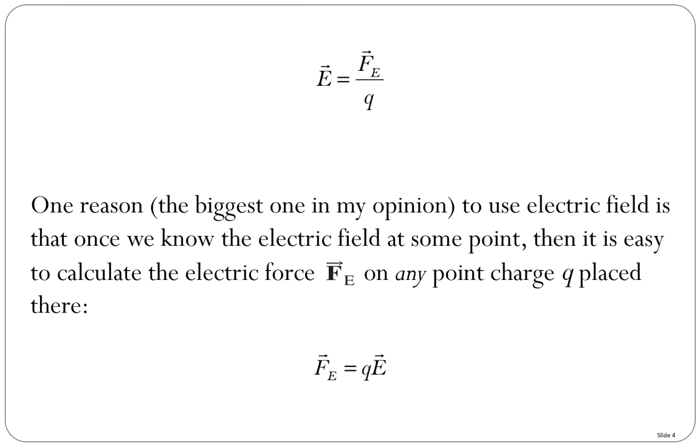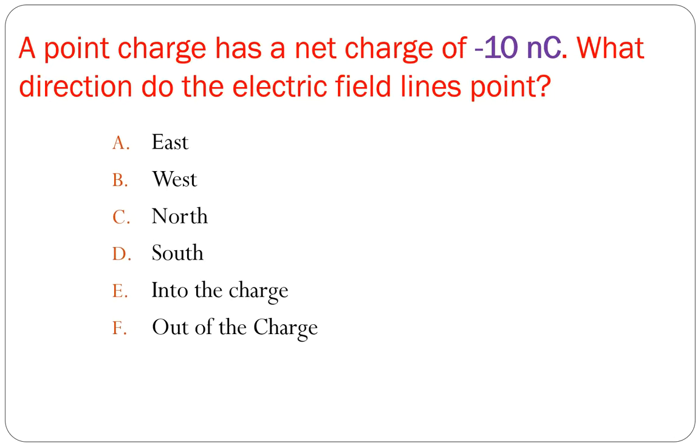Here I just have the two equations I had in the previous slide. I want to actually apply this. You just have to answer. A point charge has a net charge of minus 10 nanocoulombs. What direction do the electric field lines point?